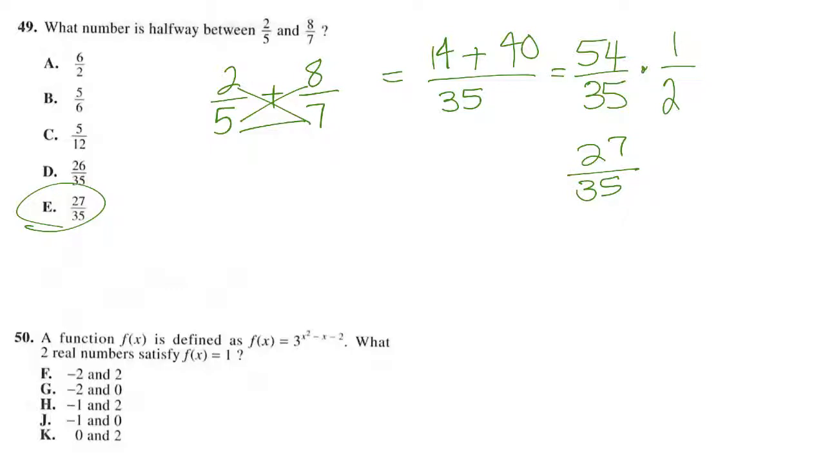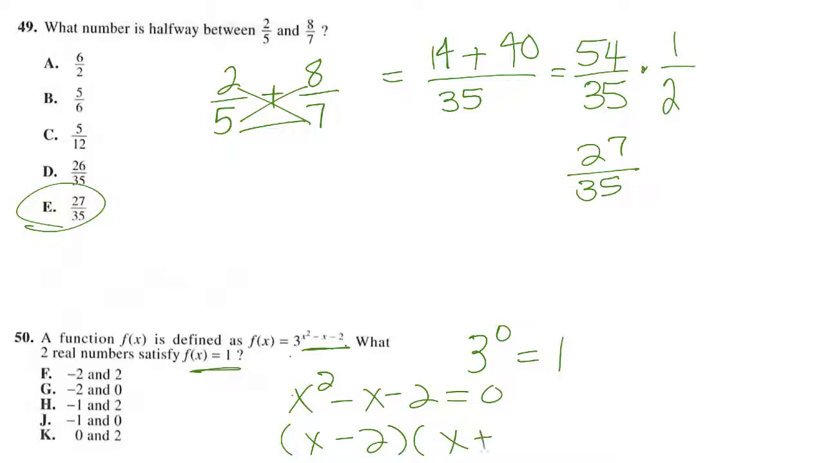Now for the next problem, we want to know what two real numbers is going to make this whole function equal to 1. Well, the only way I can change a 3 to a 1 is make sure my exponent is 0. So that means I need to take what I'm given, my x squared minus x minus 2, set that equal to 0, and now we need to factor. And notice here when we solve for x, we get 2 and we get -1. So that's going to be answer choice H.